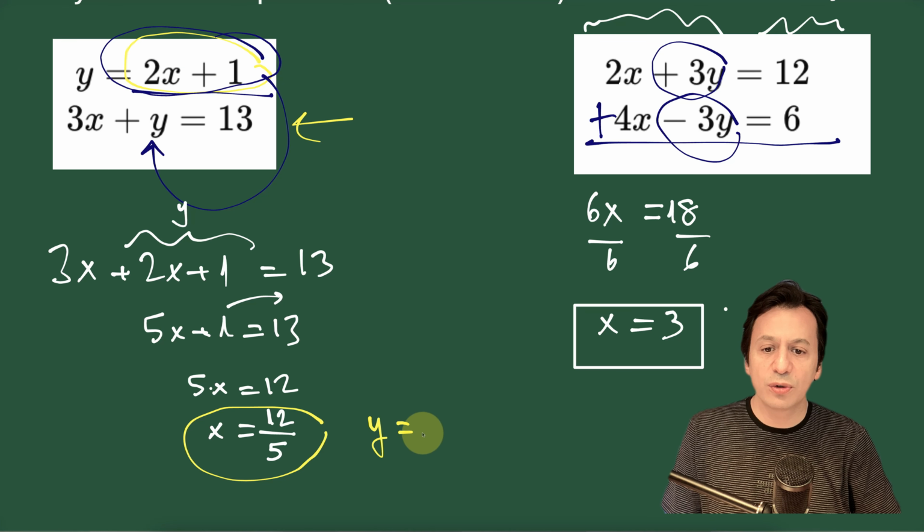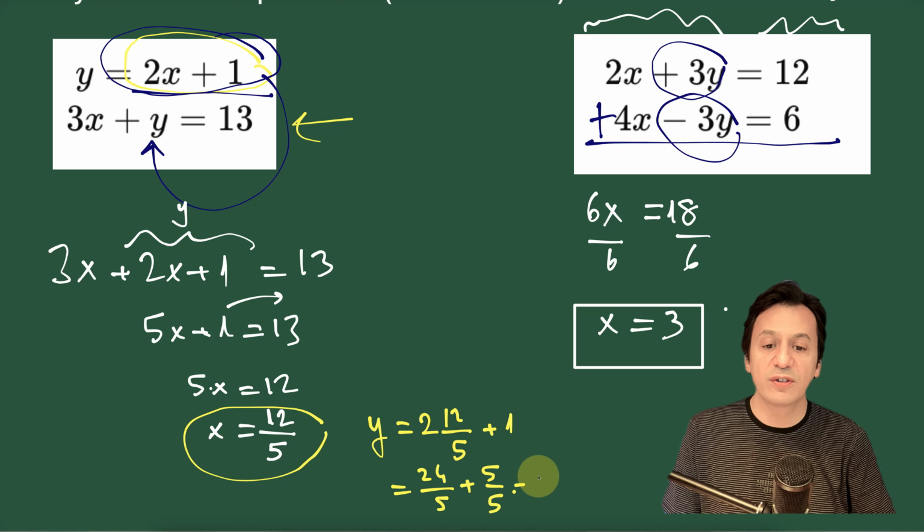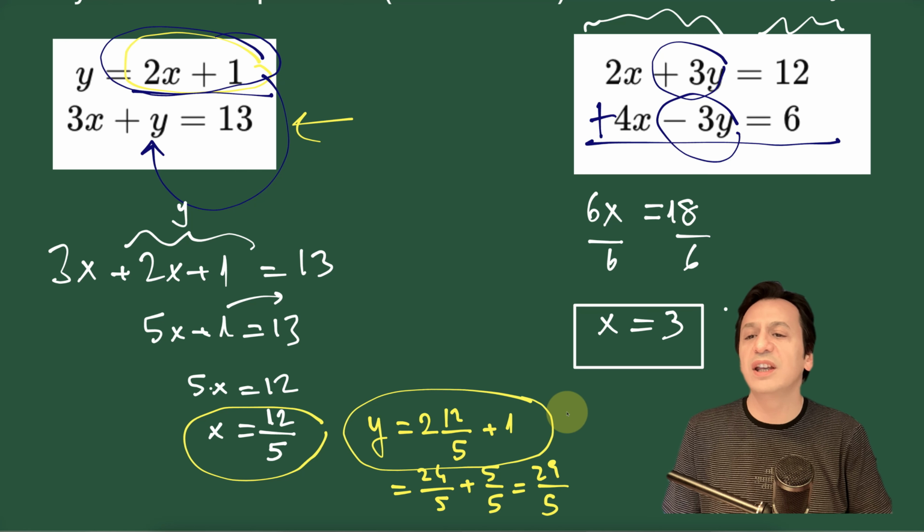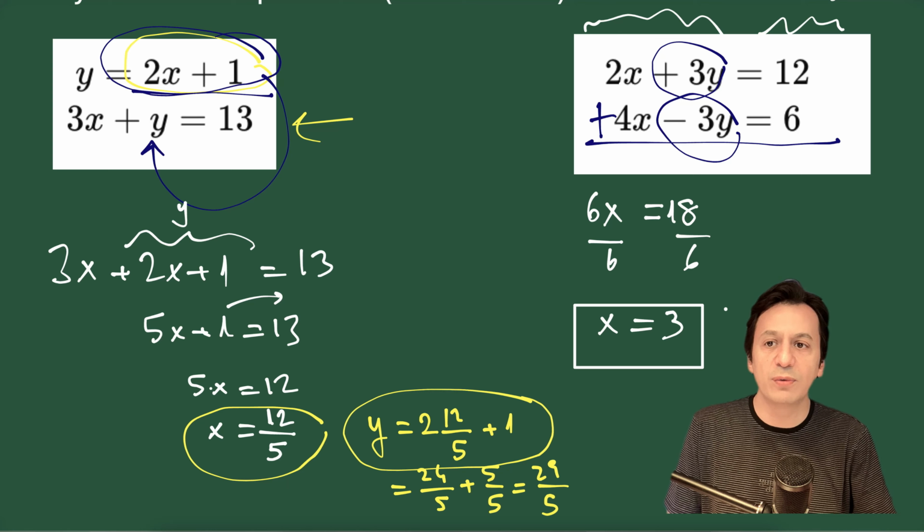Y equals 2 times 12 over 5 plus 1. Well, this amounts to 24 over 5 plus 5 over 5. This is 29 over 5. You see, this is just one unknown equation and you can solve it easily as we did with the ones in the beginning of the video.